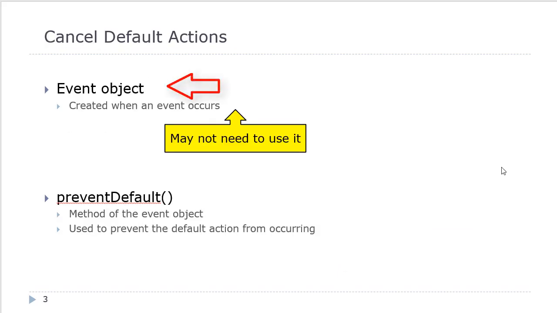Whenever an event occurs, behind the scene, an event object is created. Events happen all the time. However, we want to use those events when we need to execute JavaScript. We have the prevent default method of the event object, which will prevent the default action from occurring.